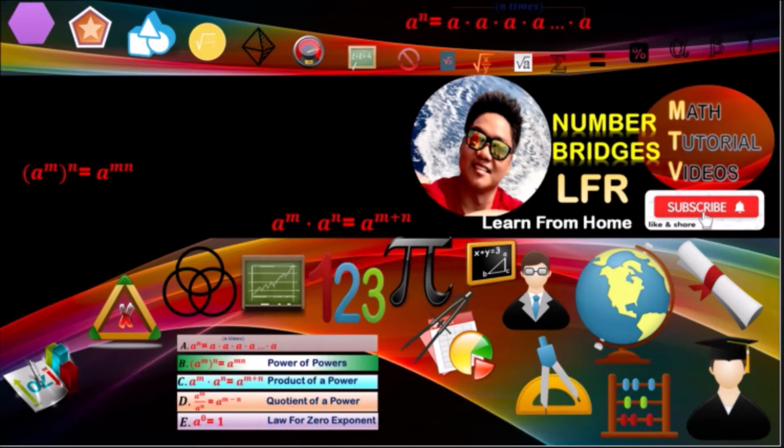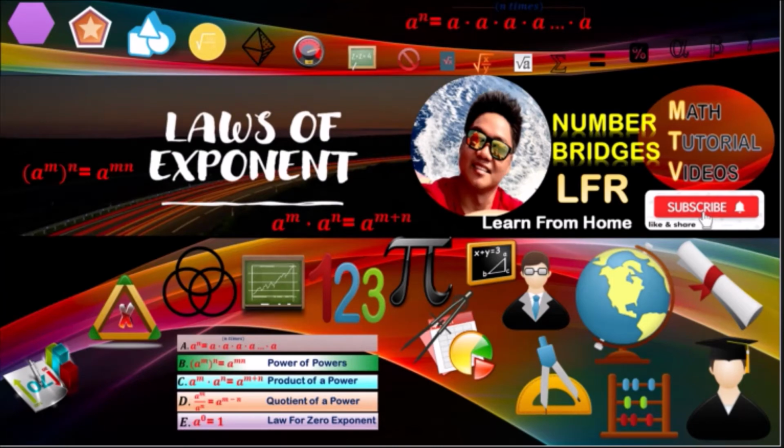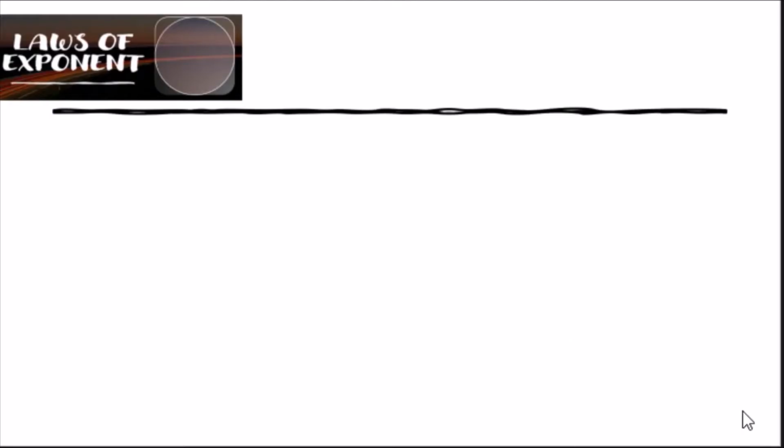In the previous lesson, you've learned how to add and subtract polynomials. Now, let us discuss the laws of exponents. This will be used in simplifying expressions and in multiplying and dividing polynomials. Let's have the first law.